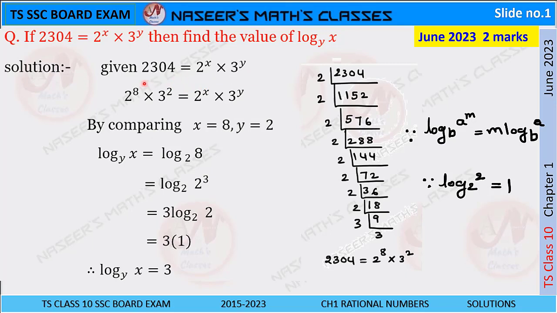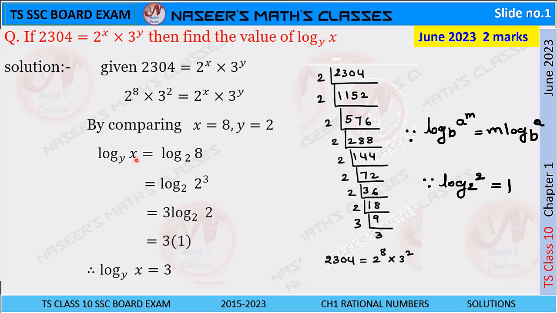Next we have to find the factors of 2304. After finding the factors we get 2 power 8 times 3 power 2. Then we can write 2 power 8 times 3 power 2 is equal to 2 power x times 3 power y. By comparing 2 power 8 and 2 power x, we can write x is equal to 8, and by comparing 3 square and 3 power y, we get y is equal to 2.